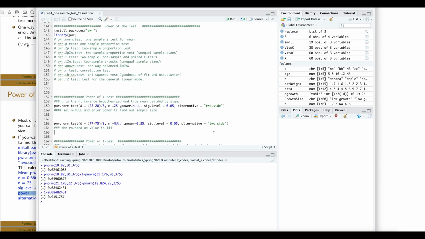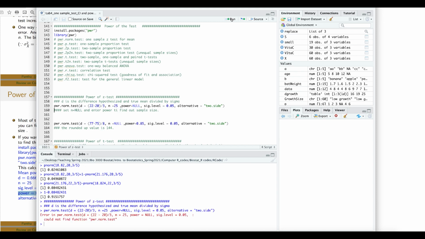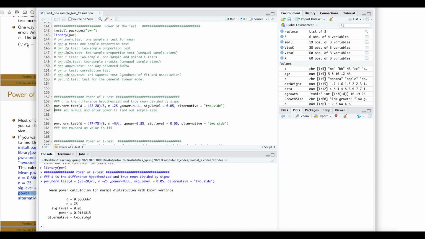Now let us do it directly here using R. d is the difference of the hypothesized and true mean divided by sigma, and pwr.norm.test is the syntax you use. d equals that value by definition, n is that, and power is null because you are finding power. The significance level is that, and the alternative is two-sided. If you run this, it doesn't run because I need to call that library first. Let me call the library and then run that code. I got the power. For a given sample size and a given difference between the true mean and the hypothesized mean, it gives you the power.